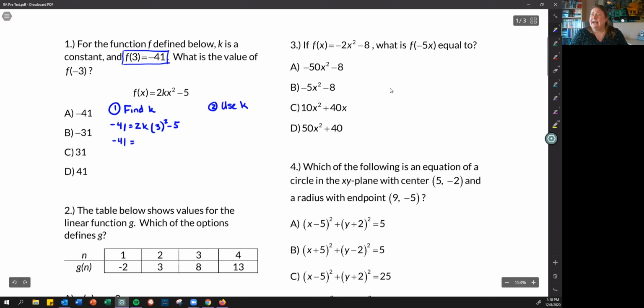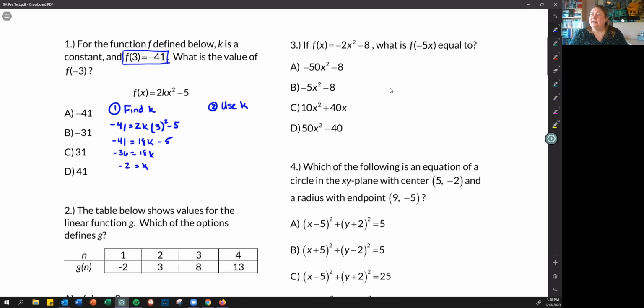So let's see here, negative 41. Well, 3 squared is 9. 9 times 2 is 18, so I'll put 18k minus 5. Let's add 5 to the other side. I'll get negative 36. Divide both sides by 18, negative 2 equals k.